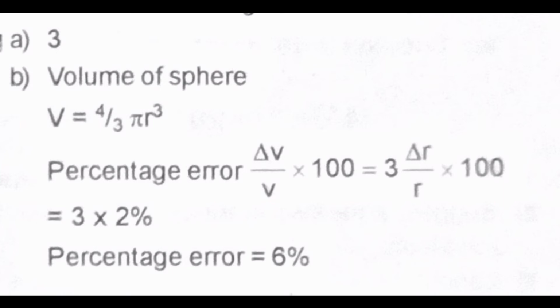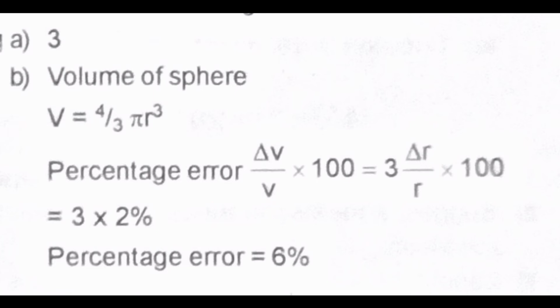Isn't it? Then how can we write? Delta V by V into 100 is the LHS, right? What about the RHS? Here we have 4 by 3 pi into r cube. What about 4 by 3? That is a constant, right? So is there any error in it? No. So we can avoid that. Then what about pi? Pi is also a constant. So that 4 by 3 into pi has no role in it, and we can avoid it.